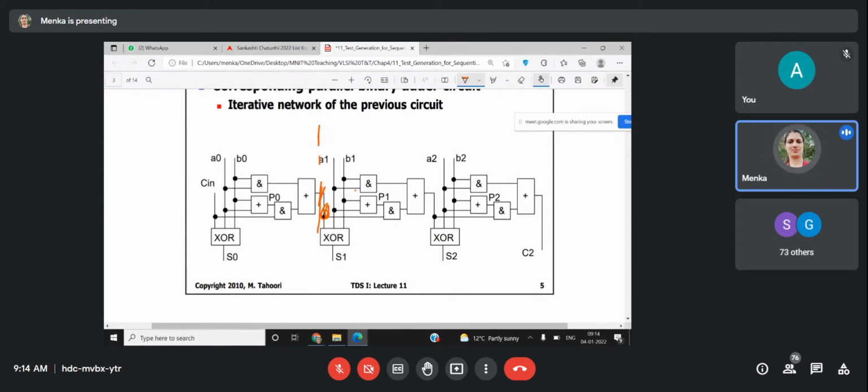This is one set of iterative network. This is another set of iterative network. And this Ci-1 is the third input for the next iterative network. Likewise, here also Ci is the input for the next iterative network, and these are known as the time frames: time frame 0, time frame 1, time frame 2.